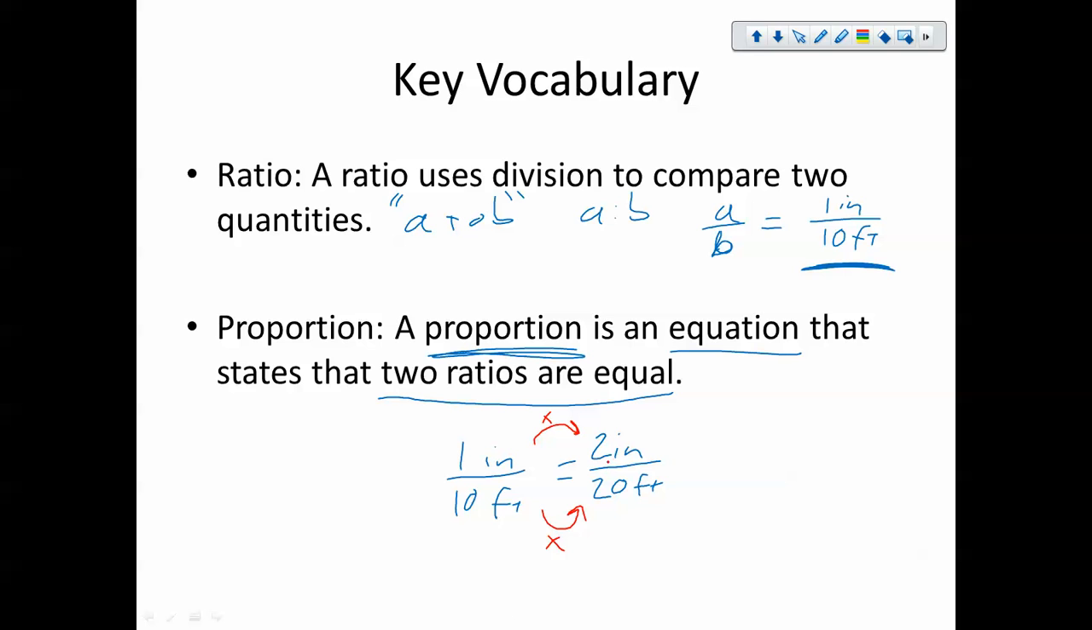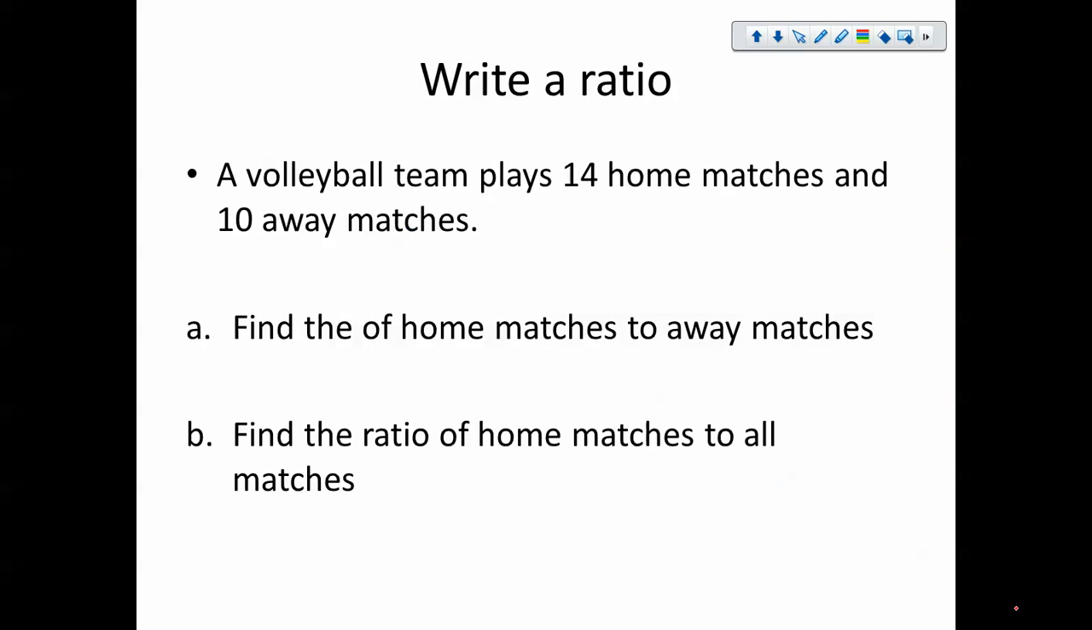In this case, these two ratios are equal to each other because I multiplied the top by 2 and I multiplied the bottom by 2. Since 1 inch is 10 feet, that means 2 inches is 20 feet. So it works. It makes sense. Add these to your key vocabulary sheet, and once you're done with that, let's take a look at this example.